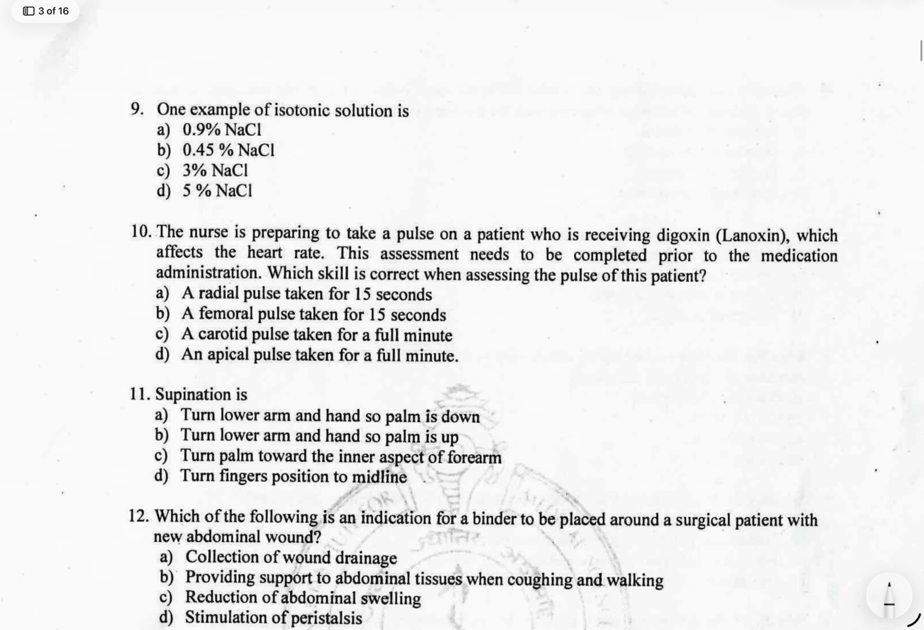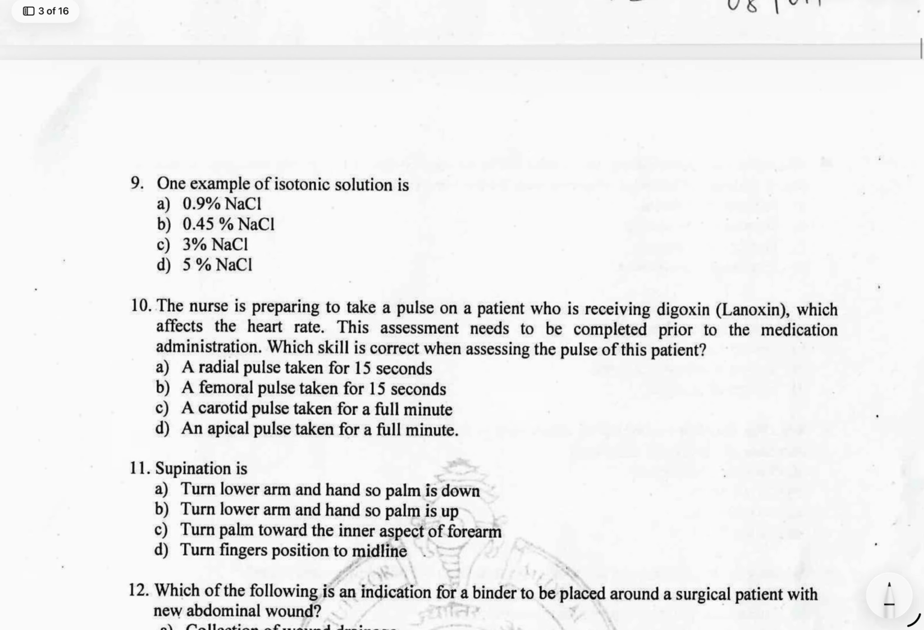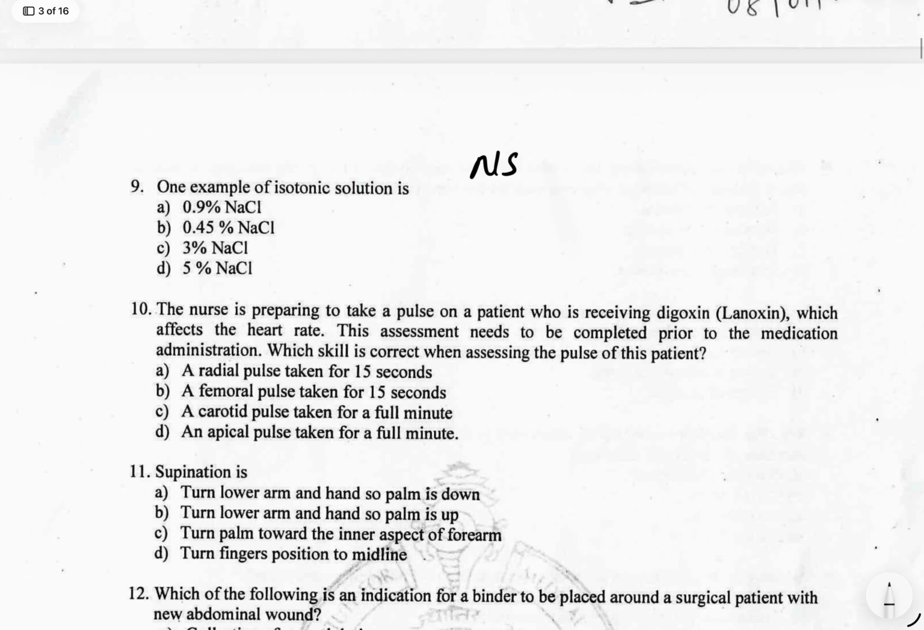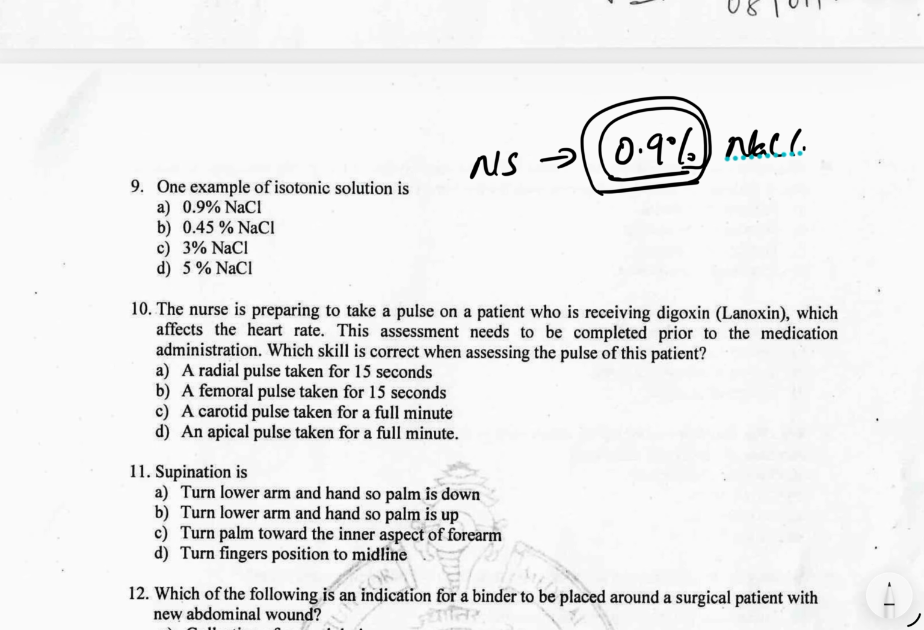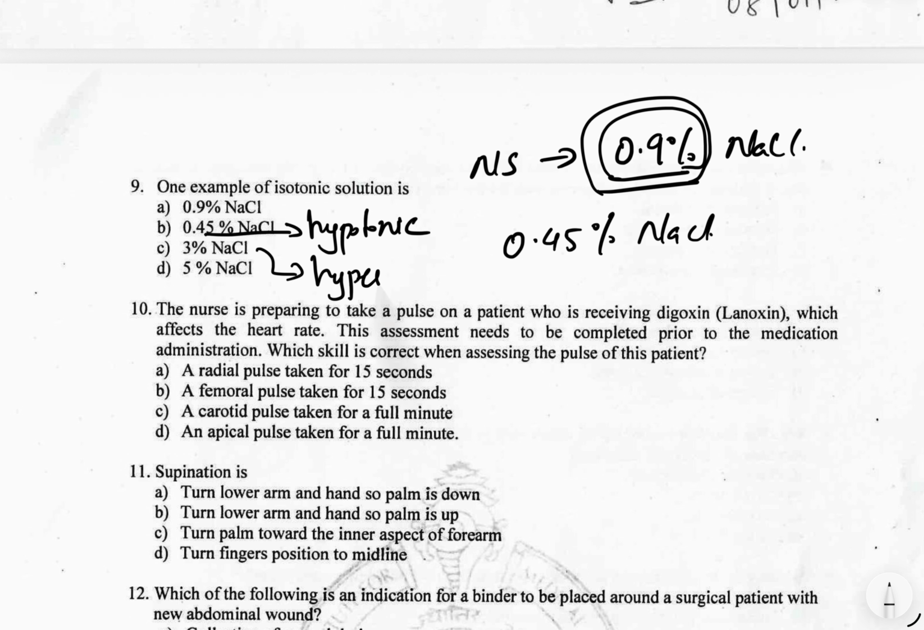The next question, one example of isotonic solution. So what is an example of isotonic solution? The normal saline which we usually give in a hospital setting, normal saline is 0.9% sodium chloride. This is an isotonic solution. In case this solution comes up as 0.45% sodium chloride, this is a hypotonic solution. And if it is more than 0.9, like 3%, it's a hypertonic solution.